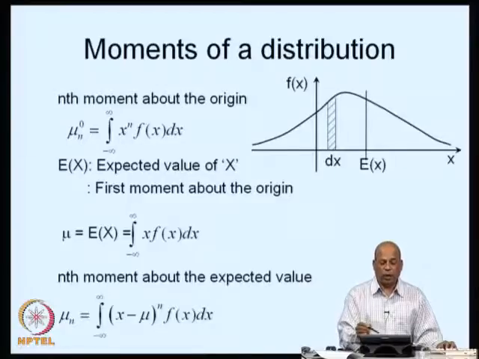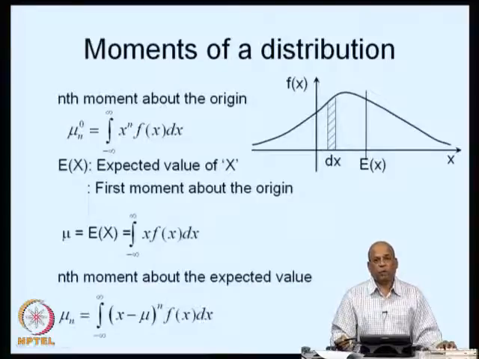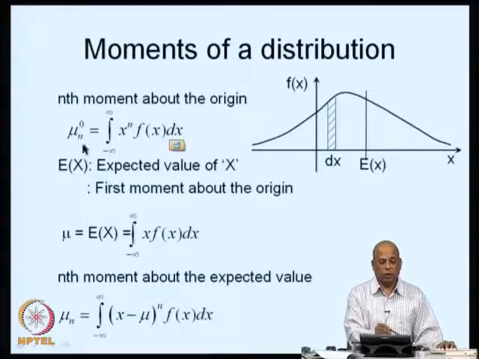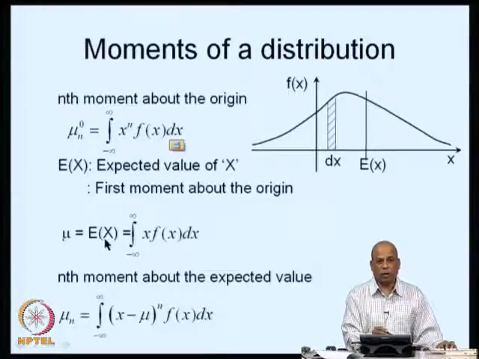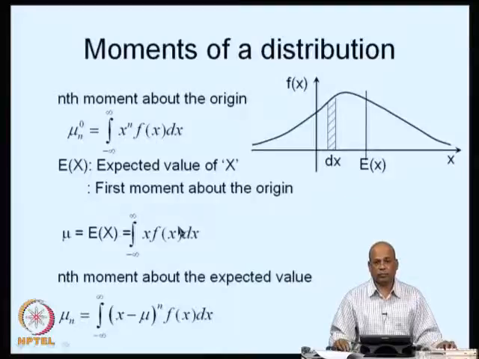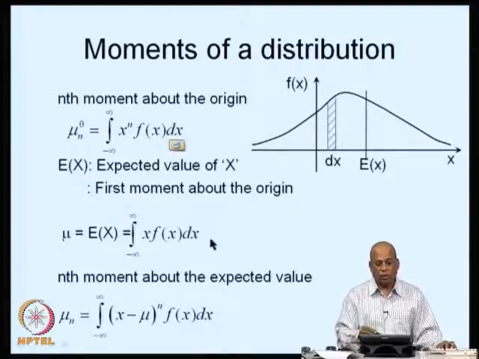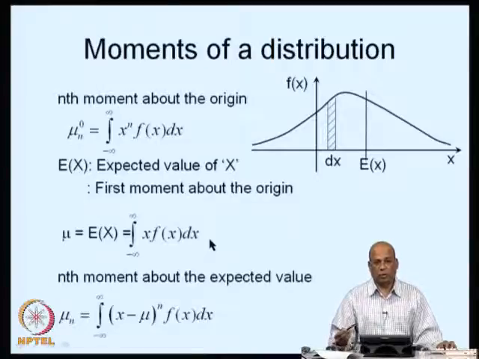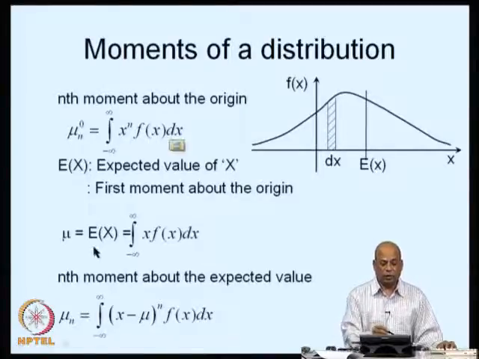So, the first moment about the origin, when n is equal to 1, is called the expected value of x. So, we are putting n is equal to 1 here. So, mu 1 prime, which is denoted as mu simply, is equal to the expected value of x, which is the integral from minus infinity to plus infinity of x into f of x dx. So, we are putting n is equal to 1. So, this is x into f of x dx.